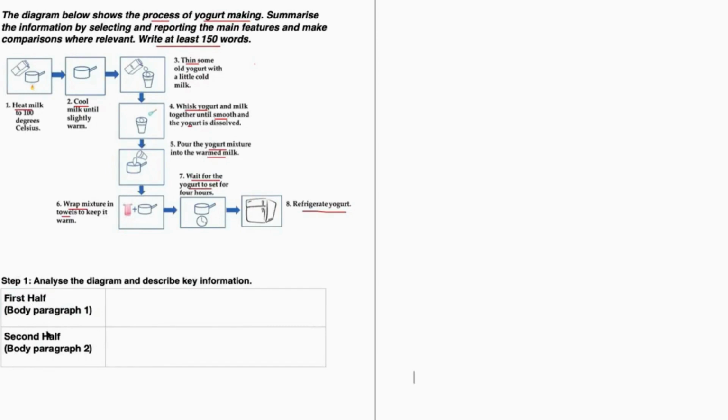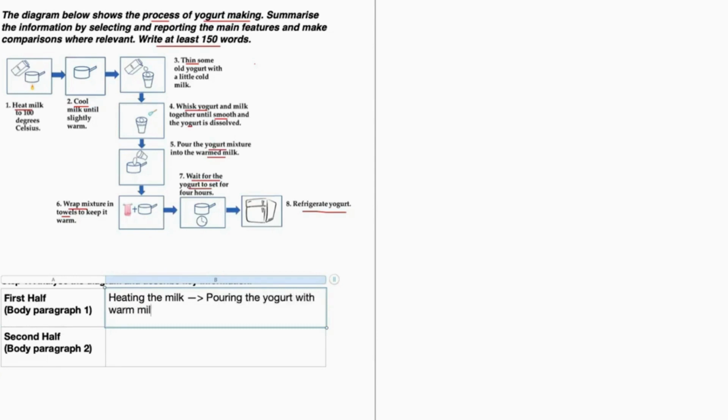Now, again, this is going to be subjective. What you think is the first half and the second half is really up to you. It's not going to make or break your essay. Just make sure that everything is done in a logical way and in an organized way. So I'm going to say that the first half of the process is basically everything from heating the milk up until pouring the yogurt with warm milk. So I'm going to talk about steps 1 through 5.